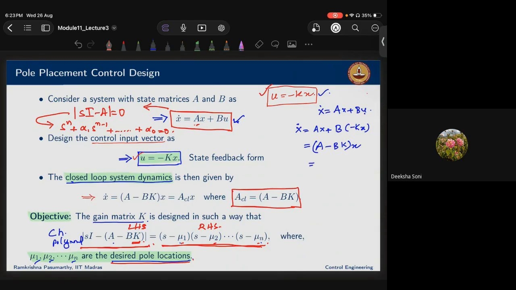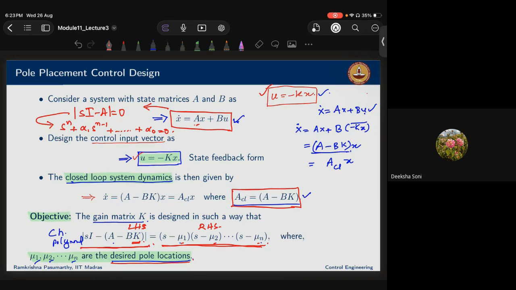That A minus BK we call, because basically this is an open loop. After substituting minus Kx here, it will become a closed loop. So we call this matrix A_CL, the closed loop A matrix. Clear? So A_CL is nothing but A minus BK. Once we substitute, u is equal to minus Kx.